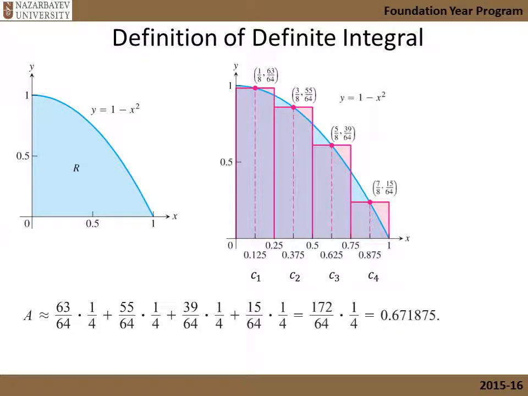And if we denote these values that define our heights through C1, C2, C3, and C4, we can write a more general expression: f of C1 times delta x plus f of C2 times delta x plus and so on, where delta x is the width of each rectangle.